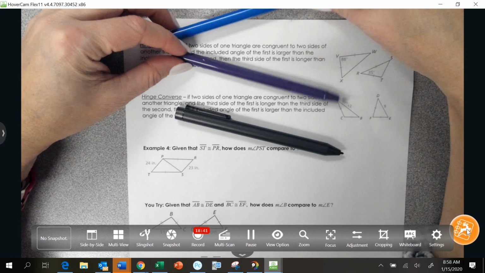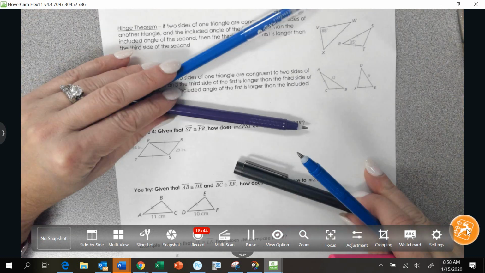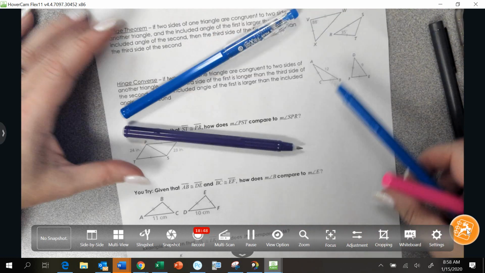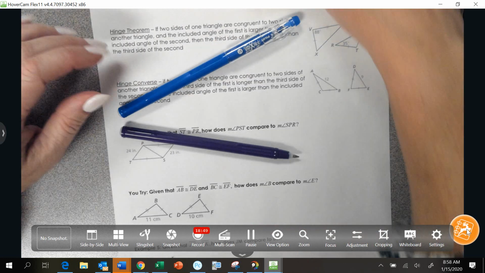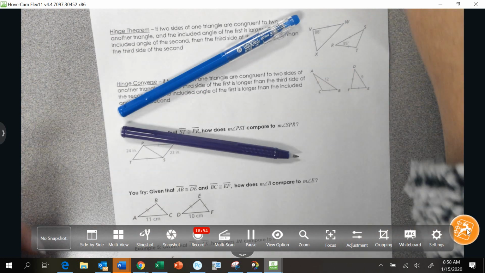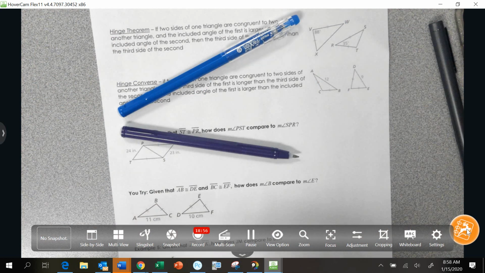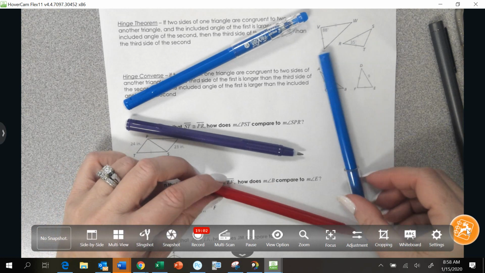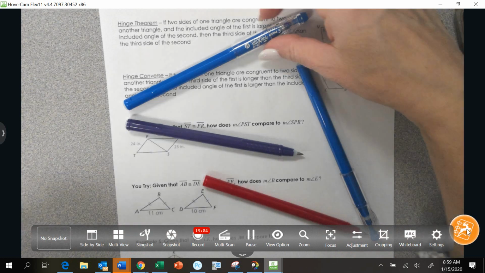I've got a blue pen with a cap and a purple pen with no cap. That's part of a triangle. And then same thing again. No cap, cap, cap. And I can't read my words.